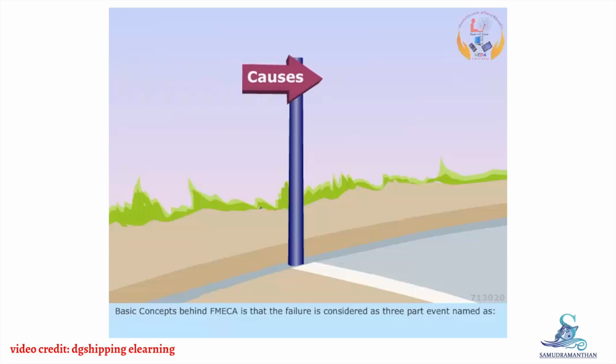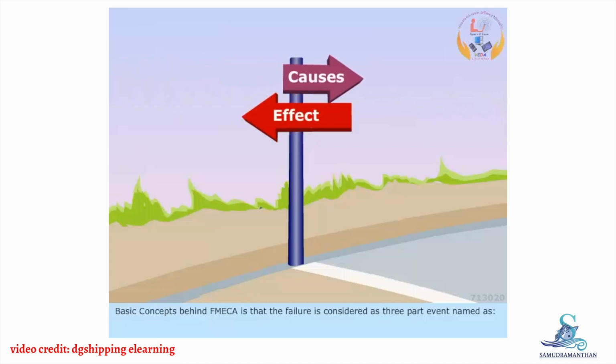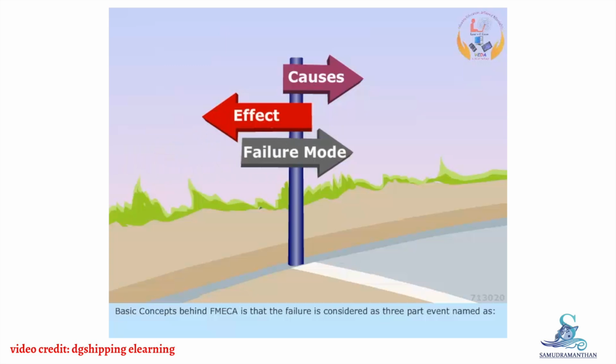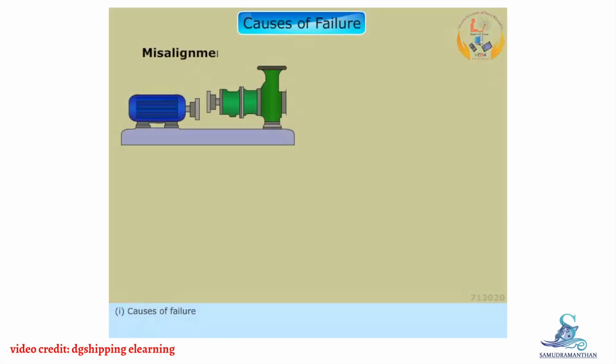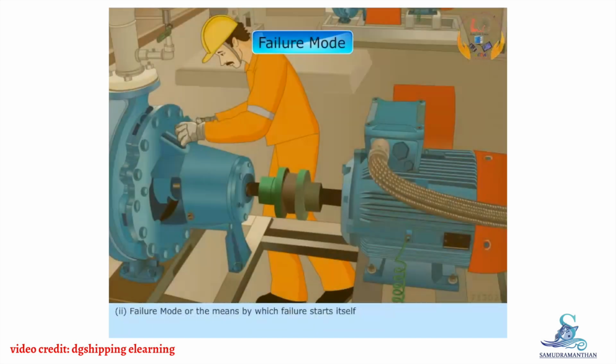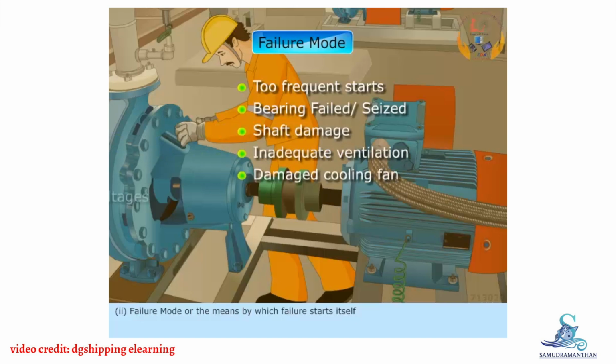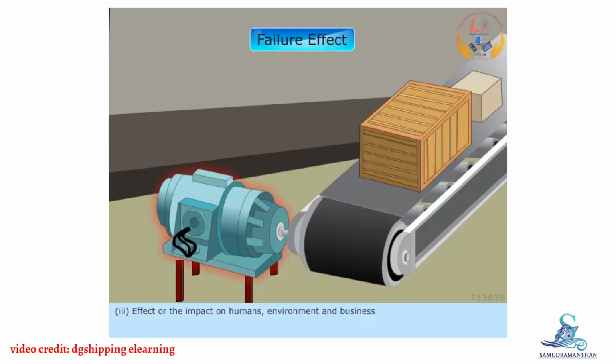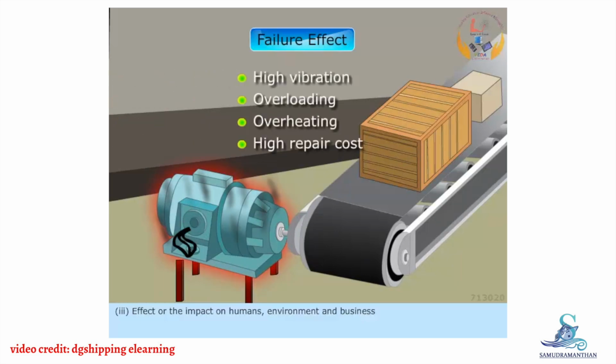The basic concept behind FMECA is that the failure is considered as a three-part event named as: 1. Causes of failure, 2. Failure mode, or the means by which failure starts itself, 3. Effect, or the impact on humans, environment and business.